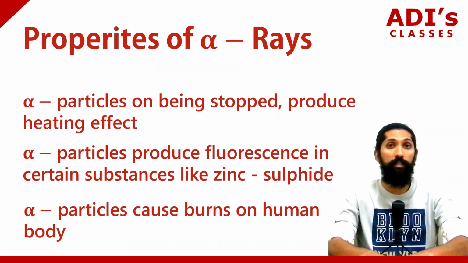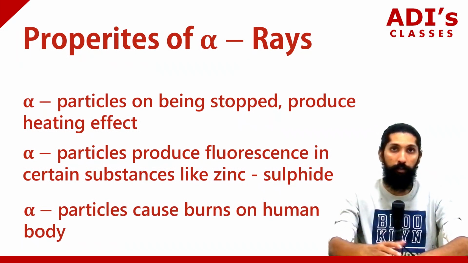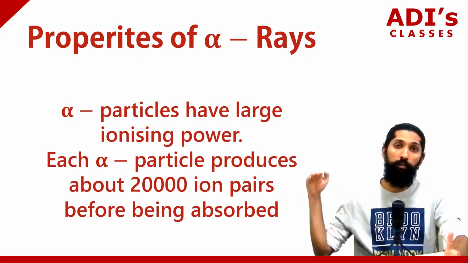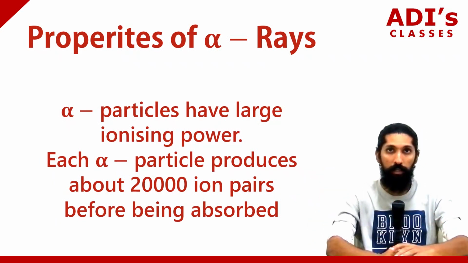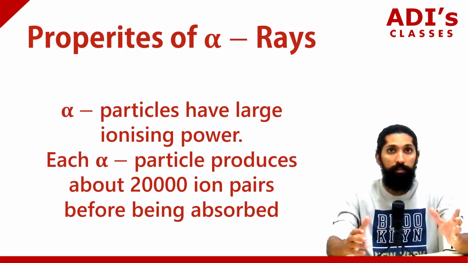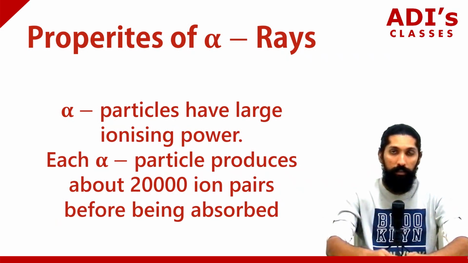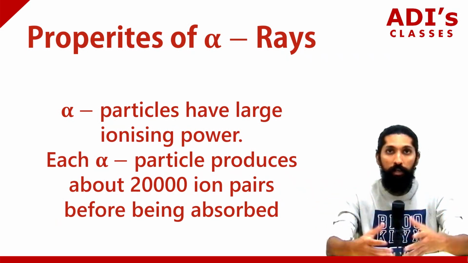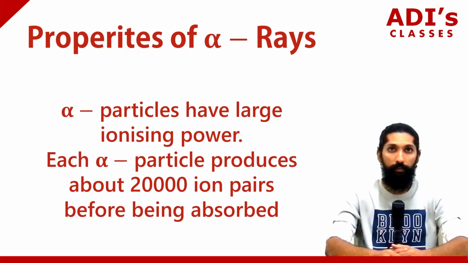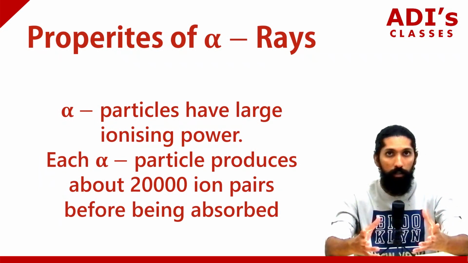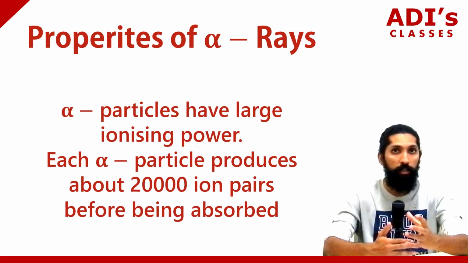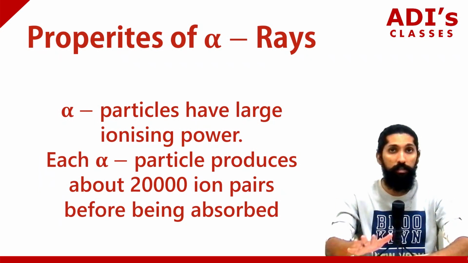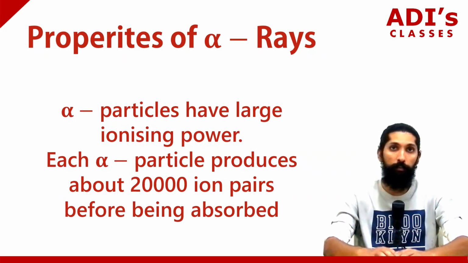One of the properties says that it has very high ionizing power. Ionizing power in the sense what? When an alpha particle moves through a gas, let's say, the gas becomes an ionized gas. That means as it is moving, it basically ionizes the surroundings. If you have a neutral body and an alpha particle passes through it, that body becomes an ionized body. So this is one of the properties of the alpha particle.